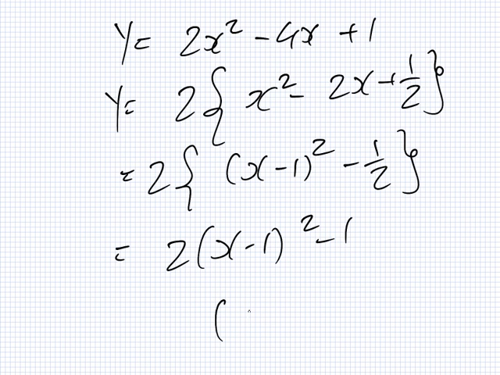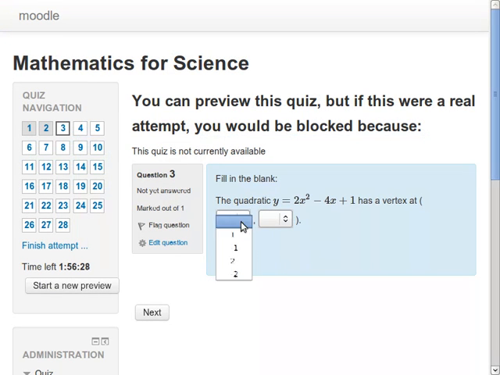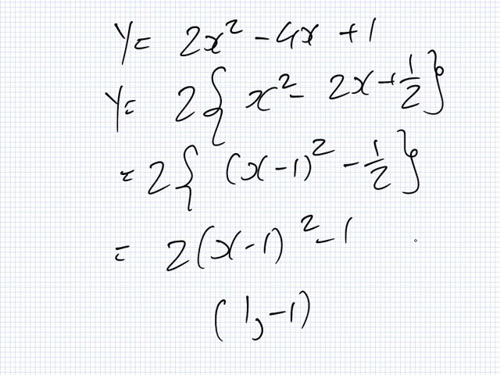So the vertex is where? 1, minus 1. Yeah? So this should be 1 and minus 1 is the answer for this one. Okay. Next one.